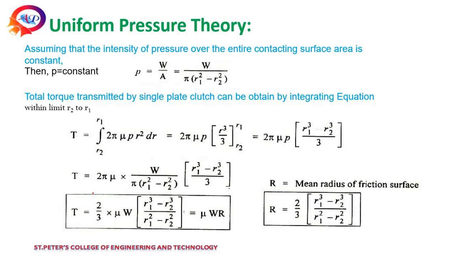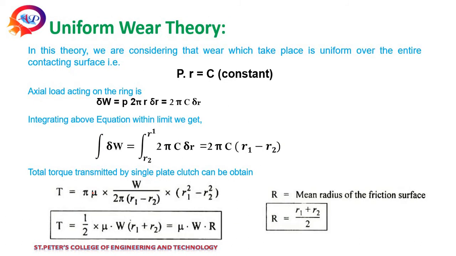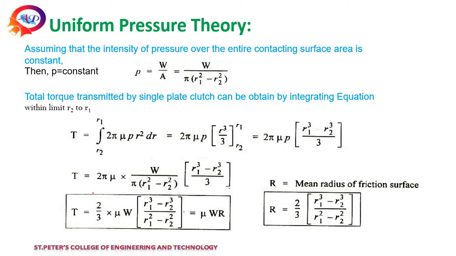So let's see first what is uniform pressure theory. There are two assumptions. In uniform pressure theory, I am going to assume uniform pressure, that is P is constant. In case of wear theory, it considers that the wear takes place uniformly over the entire contact surface, that is P into R should be constant, pressure into radius should be constant. Here pressure is constant in case of uniform pressure theory.